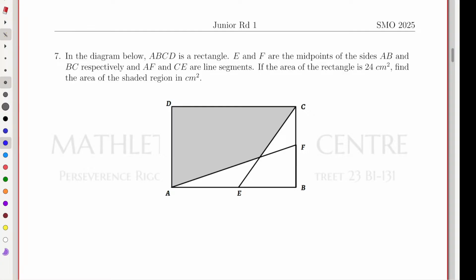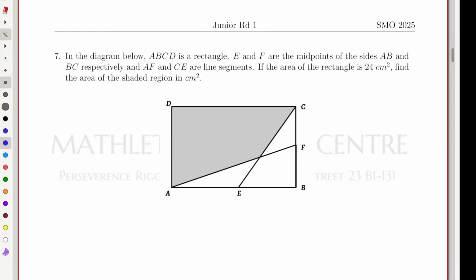Okay, let's move on to question number 7. In the diagram below, we have a rectangle ABCD. E and F are the midpoints of the sides AB and BC respectively. If the area of this rectangle is 24 cm squared, we're going to find the area of the shaded region in cm squared.